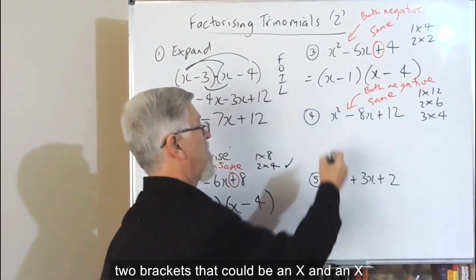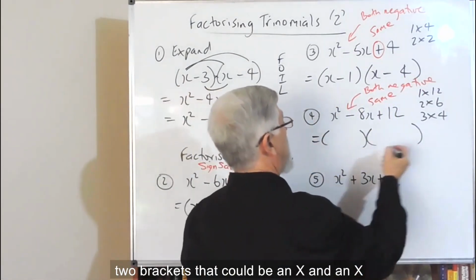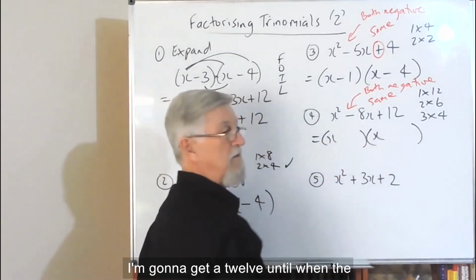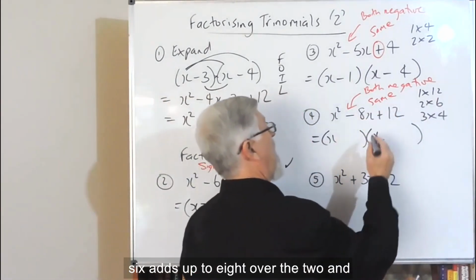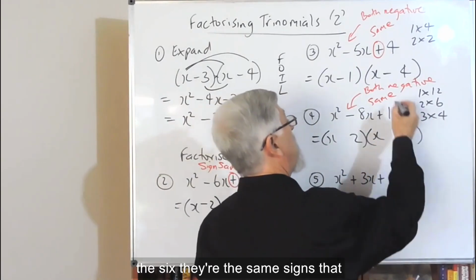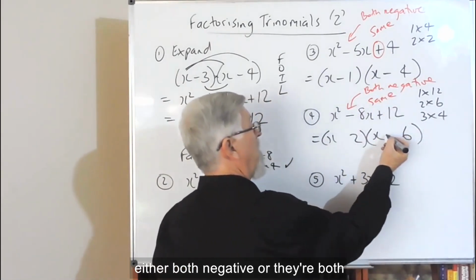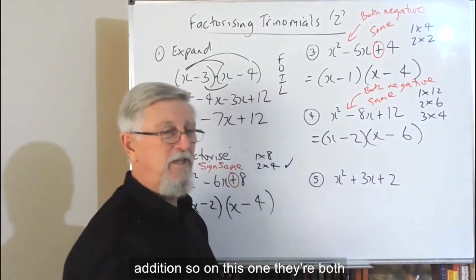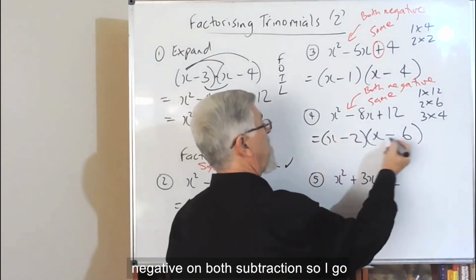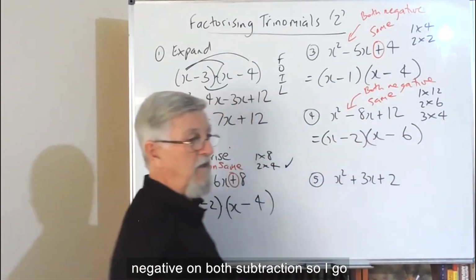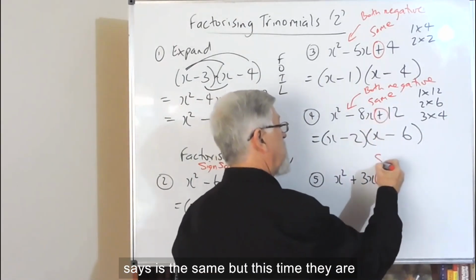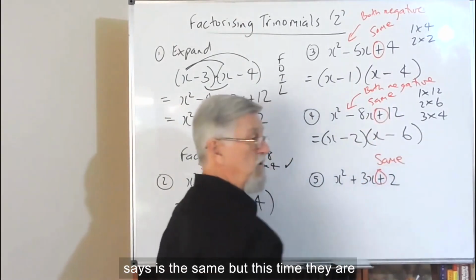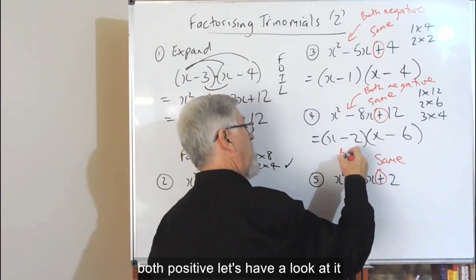Let's have a look at it. Two brackets, that could be an x and an x. How can I get a 12? The 2 and the 6 adds up to 8, so I've got a 2 and a 6. They're the same sign, so on this one they're both negative or both subtraction. So I go back to where we started. This one also says they're the same, but this time they are both positive.